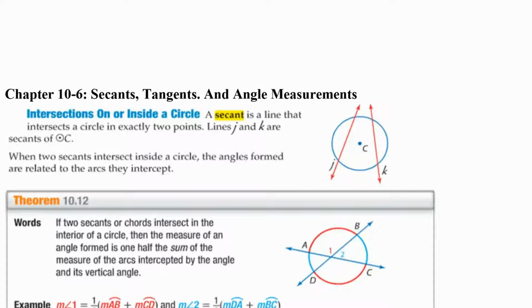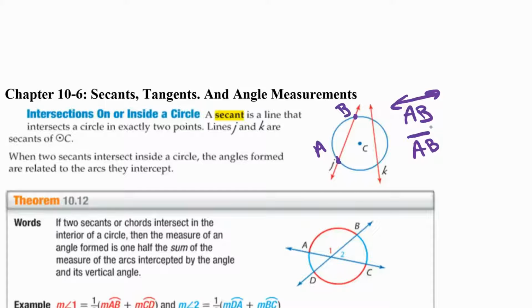Chapter 10.6. A secant is a line that intersects a circle on exactly 2 points. Looking at line J in this diagram, it intersects circle C at 2 points. Let's call those 2 points A, B. Line AB would be the secant. Segment AB would be a chord.